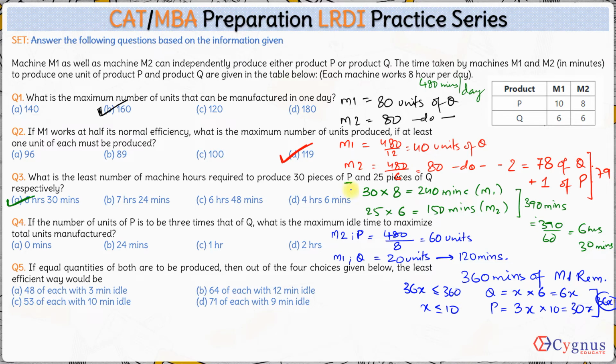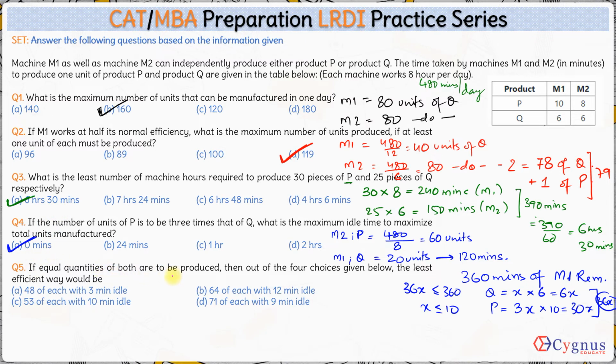So to maximize the number of units, x would be exactly 10. Now if x is exactly 10, that means the whole of 360 minutes will be utilized for M1 also. If the whole of 360 minutes is utilized, that means we have no idle time for either of the two machines. Hence the answer to this question is option A, 0 minutes. If we maximize the number of units produced, the idle time will be 0. Okay, fine. Now coming to the last question, which is question 5.